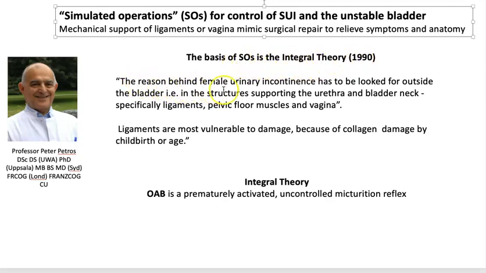The reason behind female urinary incontinence has to be looked for outside the bladder, that is in the structures supporting the urethra and bladder neck, specifically ligaments, pelvic floor muscles and vagina. Ligaments are the most vulnerable to damage because of collagen damage by childbirth or age. Now, the second thing is that integral theory states that OAB is a prematurely activated but uncontrolled micturition reflex.